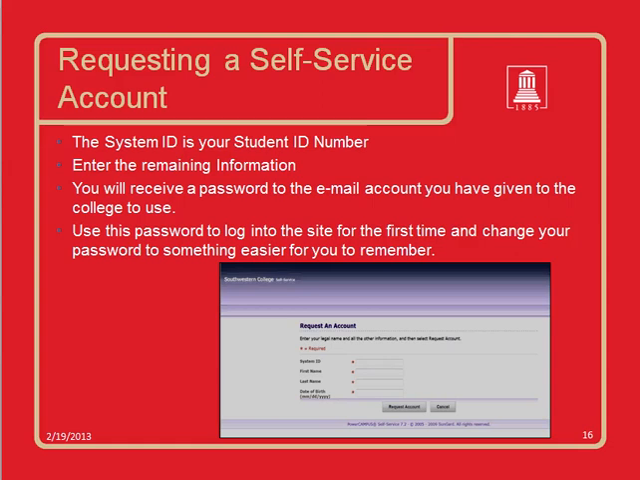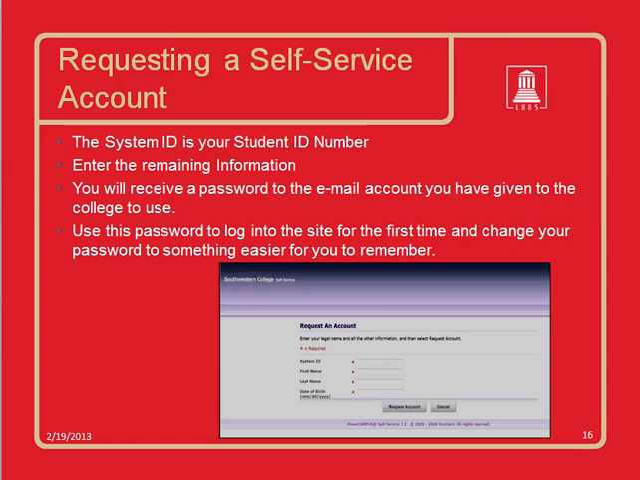So put in your system ID, your first name, your last name, and your date of birth, and click Request Account. A temporary password will be sent to whichever email we have on file for you. You might want to check your junk mail. It's possible that it may have gotten there. It usually takes between 2 to 5 minutes for it to arrive, but it's fairly instantaneous.